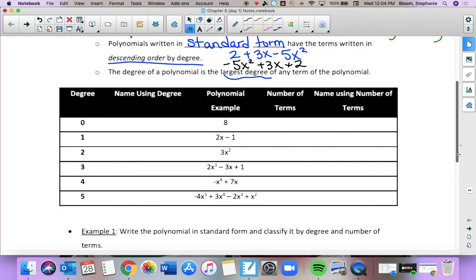Okay? So we're going to start with naming by degree, and these are going to be words you're going to want to memorize. Okay? So let's start with this one. If it's a degree of 0, that means on the variable, there's an exponent of 0. So what do you notice right here? What is missing on the number 8? What is not there? A variable. So if there is no variable, it has a degree of 0. And what do you call a number that doesn't have a variable attached? A constant. Good.